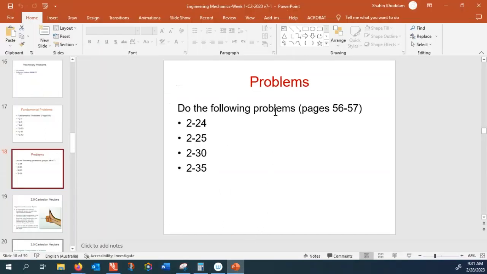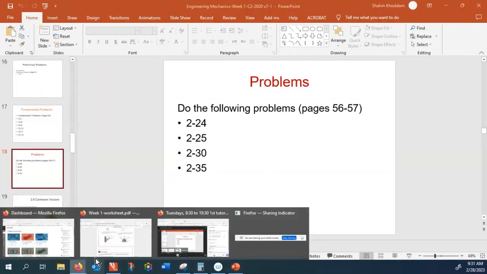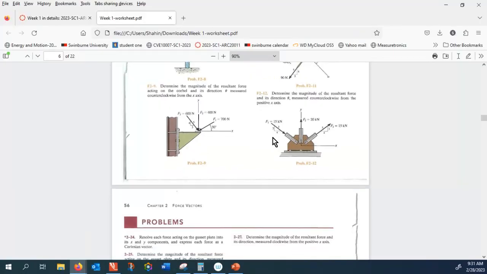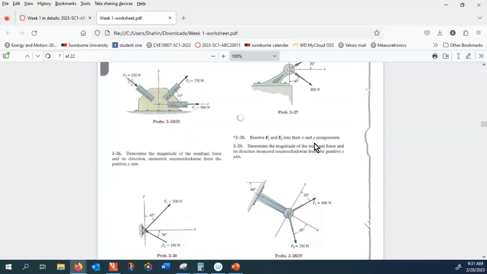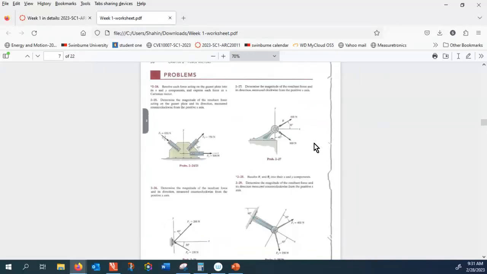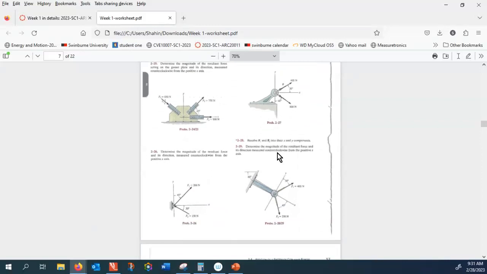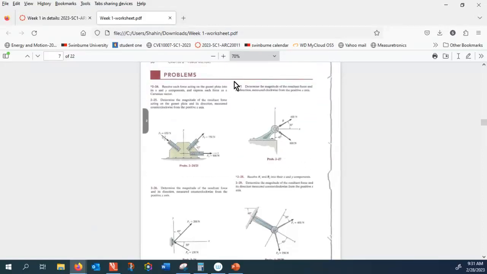Okay, so let's go to page 56, 57. And do you want to choose a problem or recommend which one you want to solve? Medium difficulty, huh? 227.